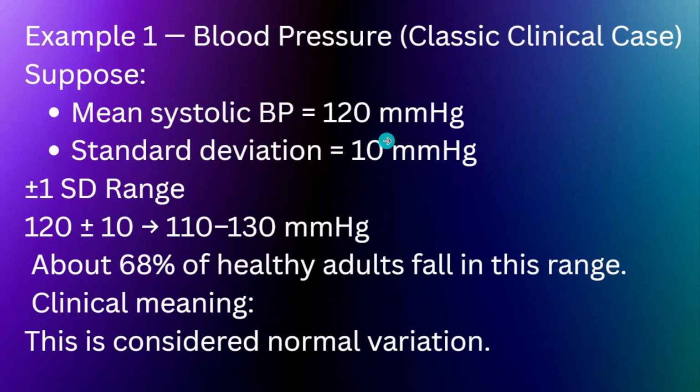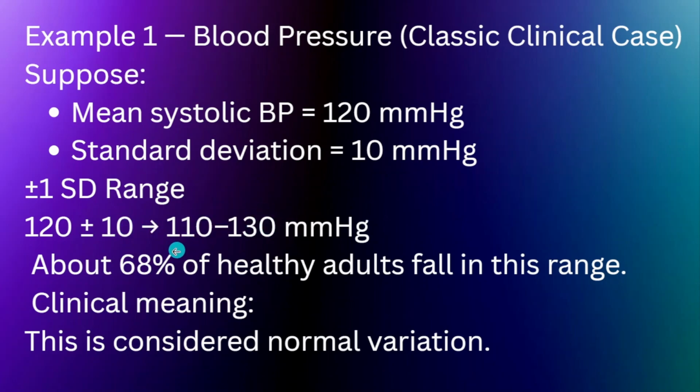We're going to use an example here. For example, we have the mean systolic blood pressure to be 120. This is classical, right? For those who do not know what systolic blood pressure is, if your blood pressure is 120/80, the one on top is the systolic, right? So, plus or minus 1 standard deviation. Remember, 120 minus 10 gives you 110. 120 plus 10, sorry, gives you 130.